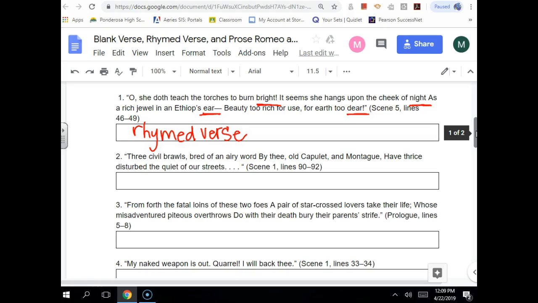This is actually a type of rhyme too, earth and dear, when it has the EA. There are different types of rhyme, like internal, slant, things like that. I don't care that you understand that too much, to be honest. So let's do number 2 on your own. I'll read it out loud so you can hear it. Three civil brawls, bred of an airy word by thee, old Capulet and Montague have thrice disturbed the quiet of our streets. Blank verse, prose, or rhymed verse?